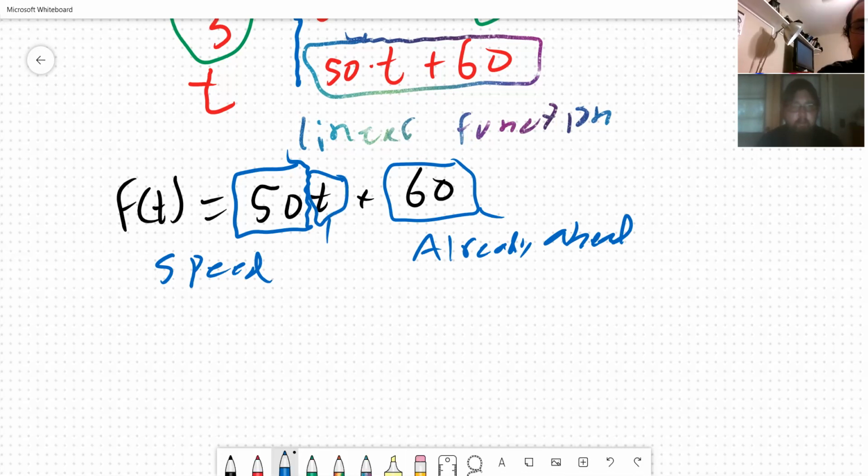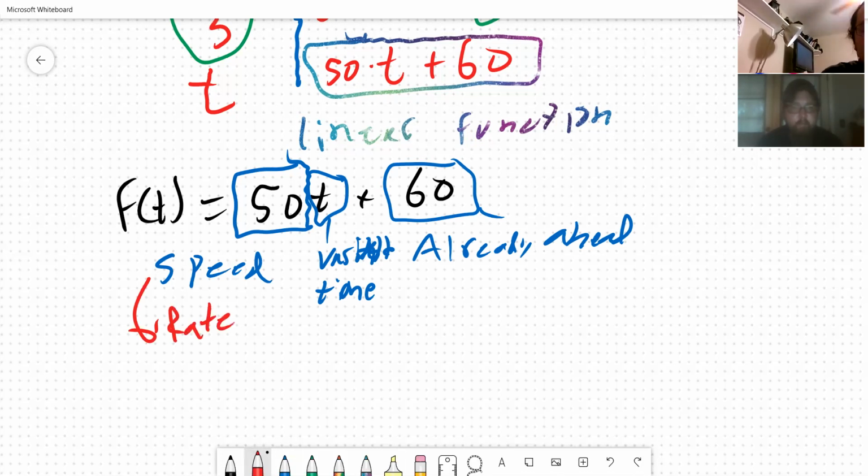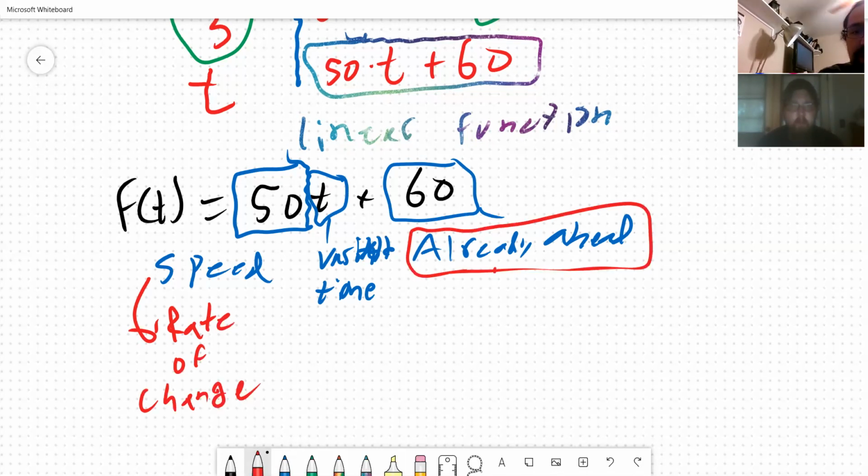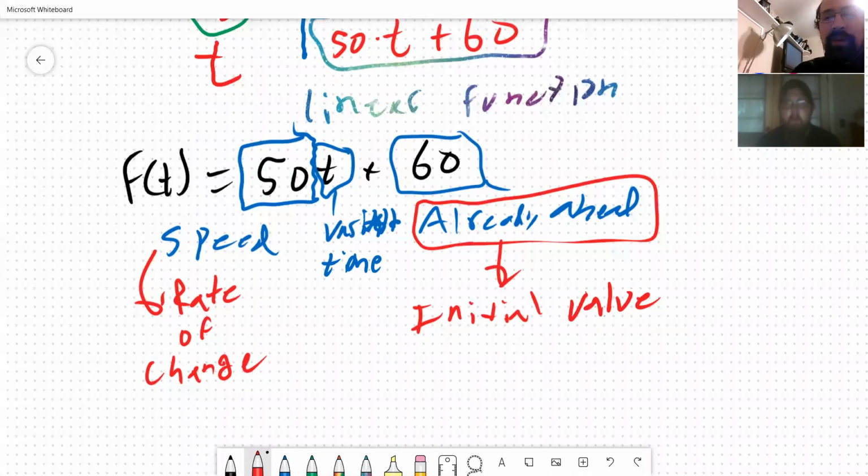And this is, of course, the variable. In this case, it represents time in hours. Now, more generally, speed represents a rate of change. This already-ahead distance, if you want to sound fancy and intimidate your enemies and impress your friends, is called the initial value. What you started with. Sometimes it's better to just call it the starting value. But if you want to intimidate your enemies, initial value.